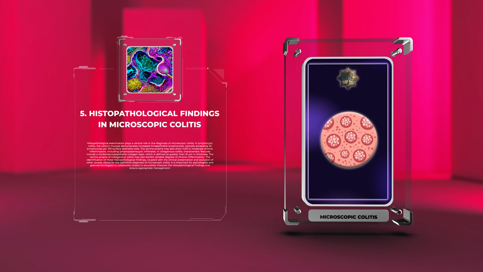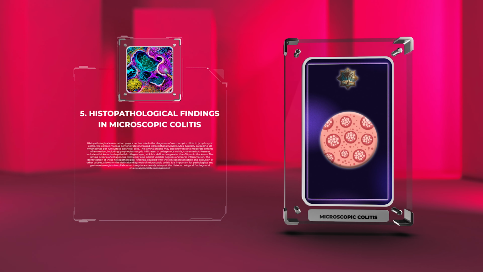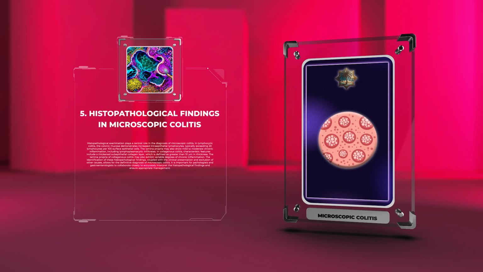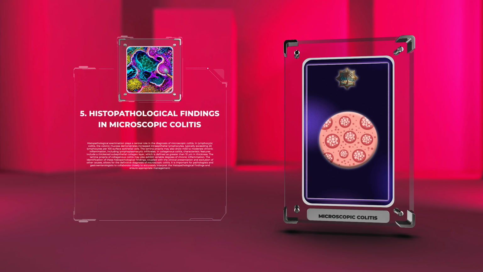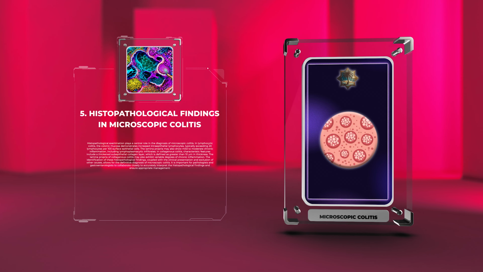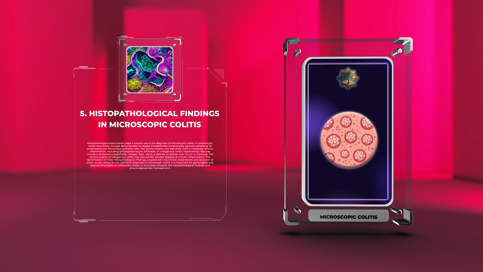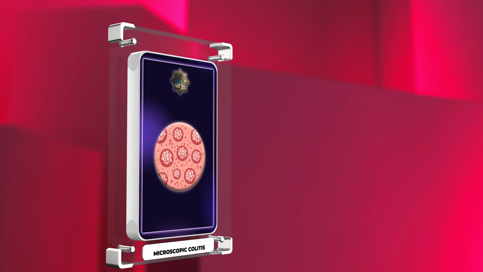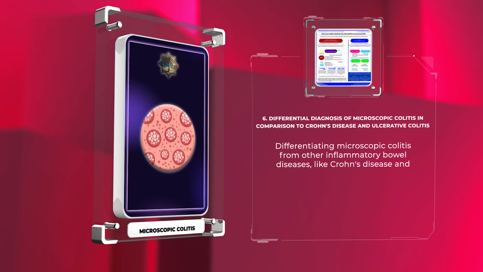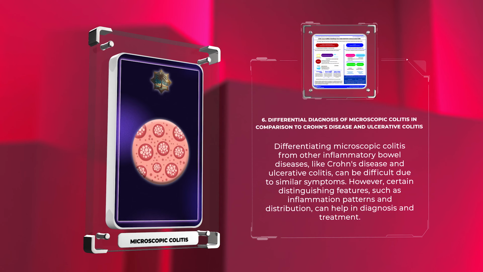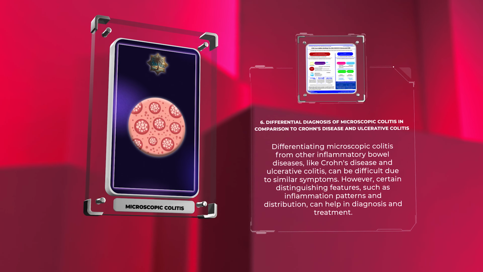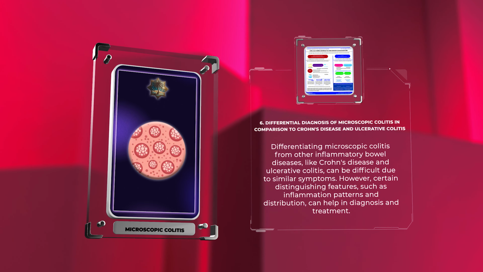The identification of these histopathological findings, coupled with the clinical presentation and exclusion of other causes, allows for the definitive diagnosis of microscopic colitis. It is important for pathologists and gastroenterologists to collaborate closely to accurately interpret the histopathological findings and ensure appropriate management. Differentiating microscopic colitis from other inflammatory bowel diseases, like Crohn's disease and ulcerative colitis, can be difficult due to similar symptoms. However, certain distinguishing features, such as inflammation patterns and distribution, can help in diagnosis and treatment.